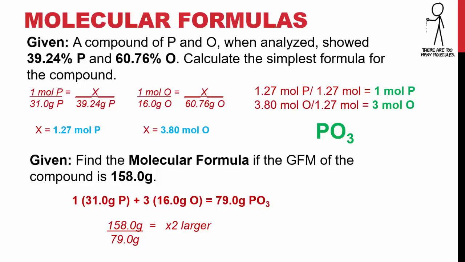So then we take our empirical formula of PO3, we multiply all the subscripts by 2, and we get our final formula of P2O6. If you were to check your work, you would take the GFM of P2O6 and make sure it comes out to 158.0 grams.